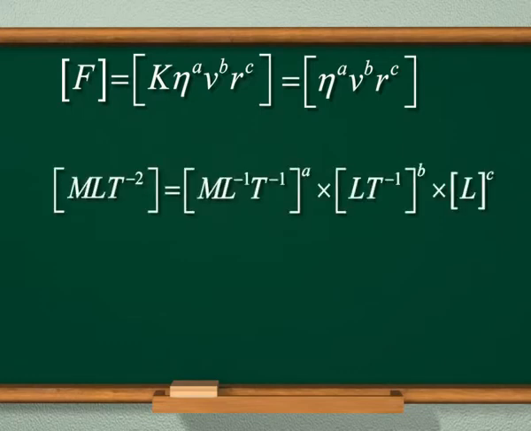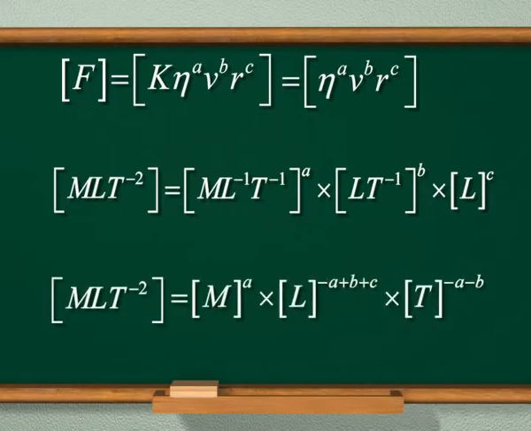M^1 L^1 T^-2 equal to [M^1 L^-1 T^-1] whole to the power a multiplied by [L^1 T^-1] whole to the power b, further multiplied by L to the power c. Applying the law of indices and rearranging, we get M^1 L^1 T^-2 equal to M to the power a, L to the power minus a plus b plus c, T to the power minus a minus b.